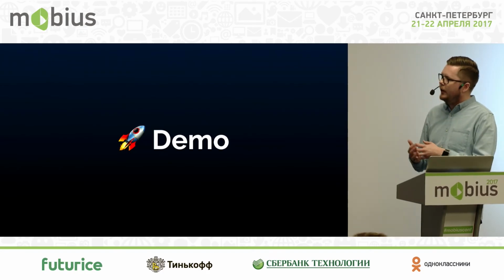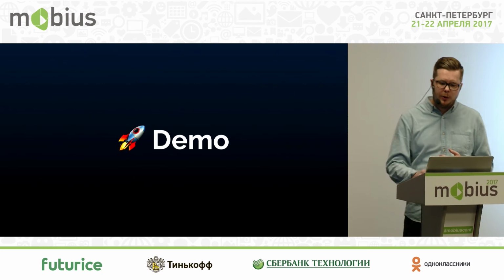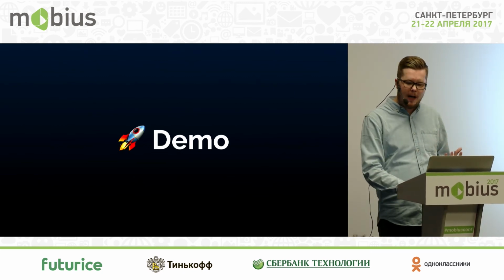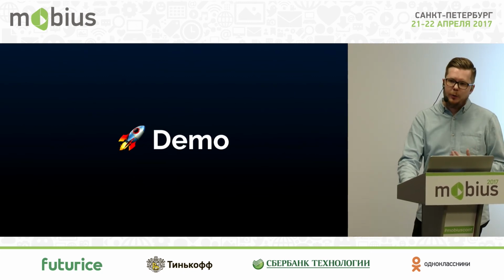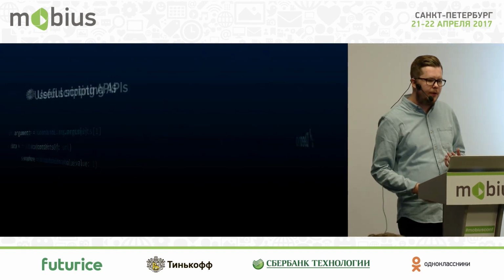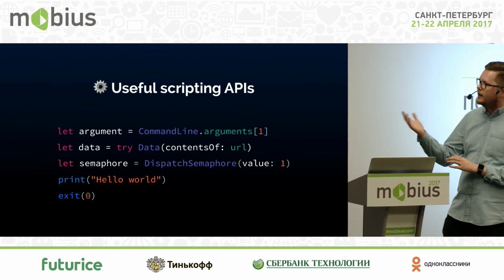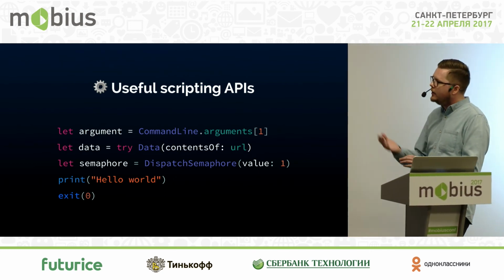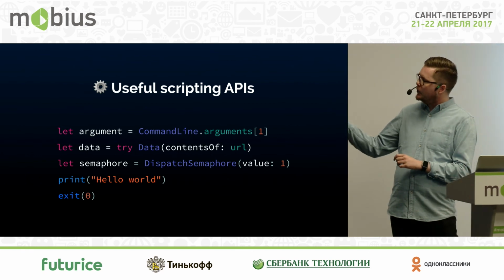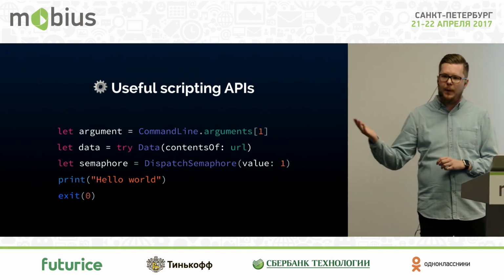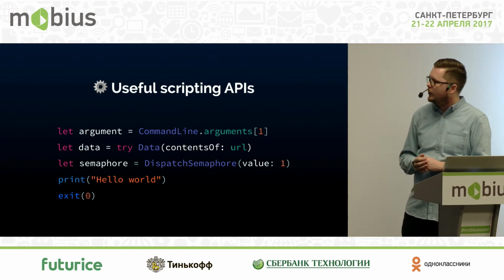So you saw there that I was using some libraries, but I was also using some APIs from Foundation in order to do scripting. Some of those APIs that are very useful for scripting, for example, are accessing the arguments from your command line. This is just an array of strings, and the first one will always be the execution path. So it's good to always start at index 1.